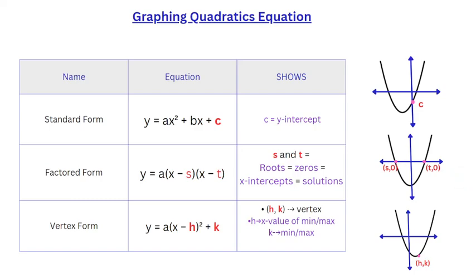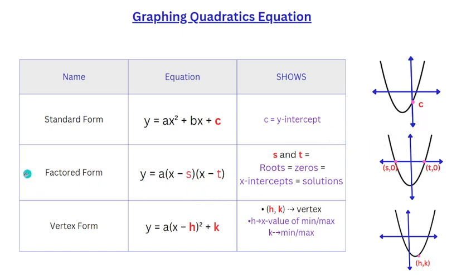Today's lesson is about graphing quadratic equations. Quadratic equations have three main forms. The first form is the standard form. Its equation is y equal ax squared plus bx plus c. We use this equation to find the y-intercept from the y-axis with the parabola.